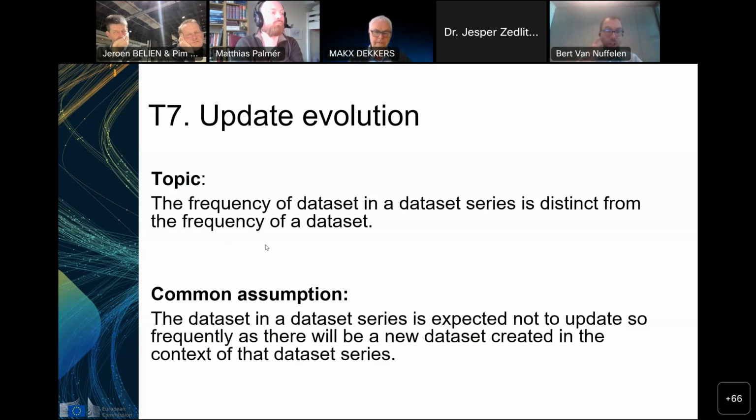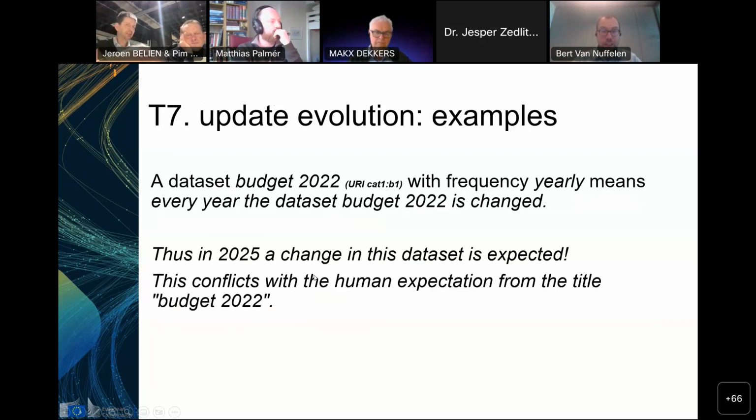Our assumption is that once the datasets are in the dataset series, we do not expect them to update at the same pace as the series is being added with a new element. This is the typical example. If you have a dataset budget 22 with the frequency yearly, then you expect that every year the budget 22 dataset is being updated.